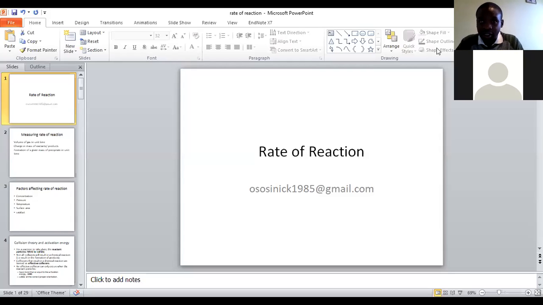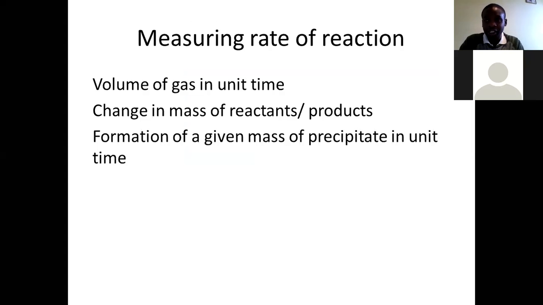So welcome to this online chemistry lesson on the rate of reactions. How do you measure the rate of the reaction?